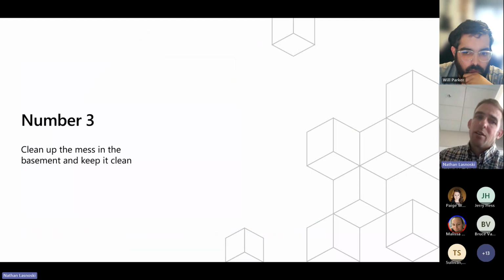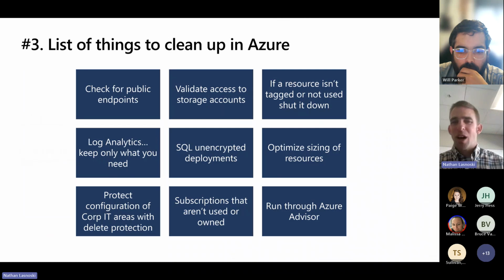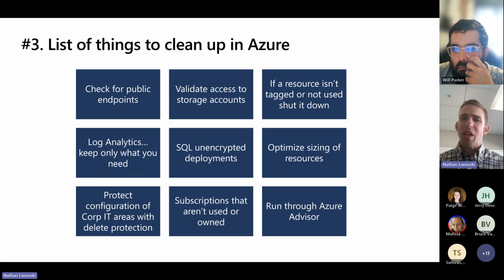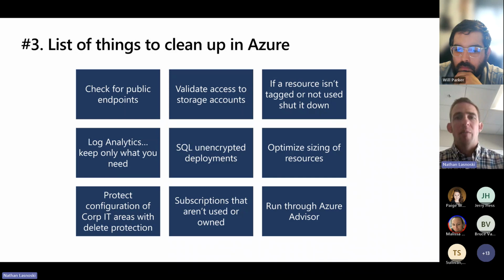Okay, number 3, clean up the mess in the basement and keep it clean. So this is kind of a general domain one, but I think it's important to say, here's the things that we find in Azure environments that are just done poorly and need to get addressed. Check for public endpoints, validate access to storage accounts. If a resource isn't tagged or not used, shut it down. Get to a point where untagged things aren't allowed in your environment.